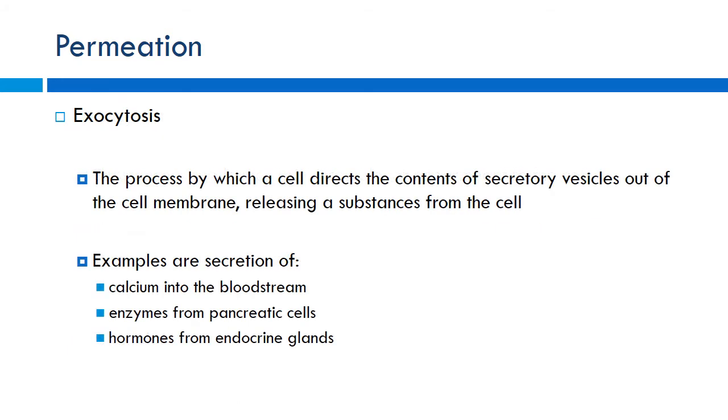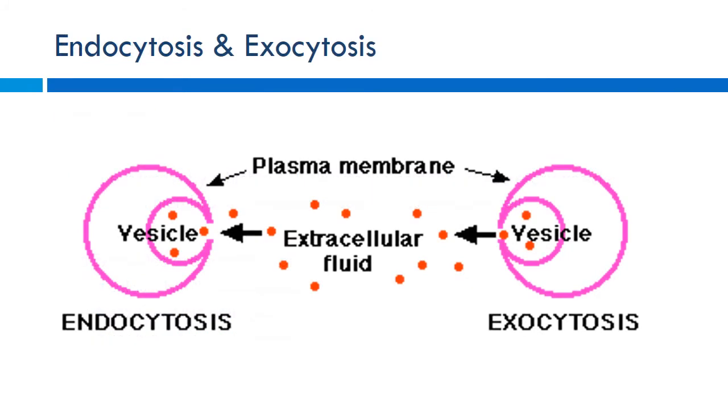And so exocytosis would just be the opposite. We're going to be basically opening up a vesicle and excreting some sort of substance. You can find examples of this like calcium being released into the bloodstream, certain enzymes from pancreatic cells. I mentioned, especially in the exocrine function, things like protease and amylase and lipase. And then a lot of hormones from endocrine glands can come out through exocytosis. Just a good picture showing you how the process is occurring there, but you guys already know all this. All right, so that's absorption.